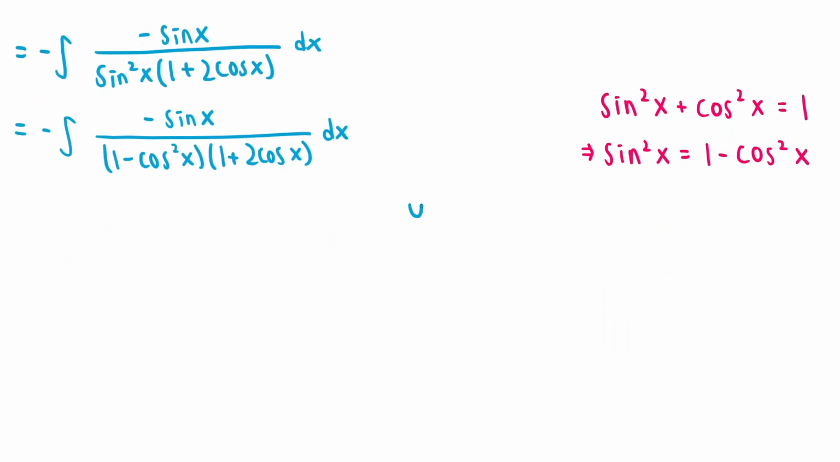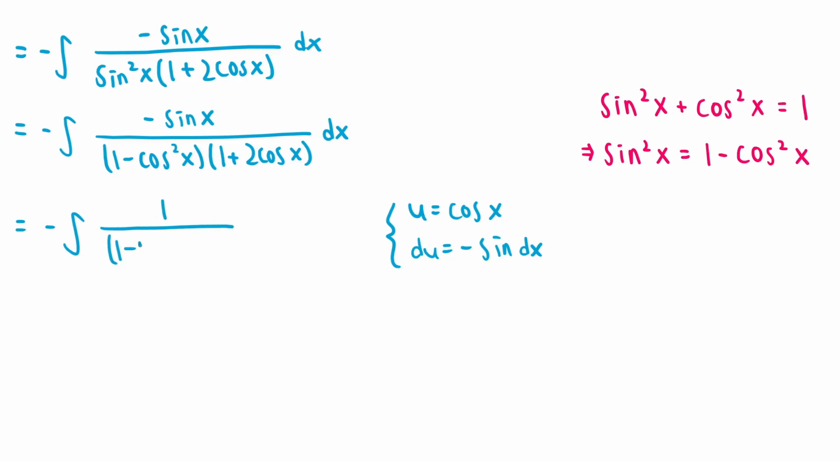If we let u equal cosine of x, then du equals negative sine of x dx. And if we substitute this into the expression, we get negative integral of 1 over 1 minus u squared times 1 plus 2u du, since the negative sine of x dx is replaced by the du, and 1 minus cosine squared of x becomes 1 minus u squared, and 1 plus 2 cosine x becomes 1 plus 2u.